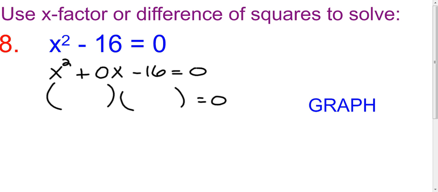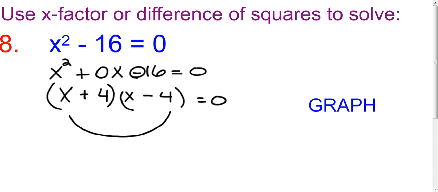But my fronts have to multiply together to make my front, so x times x makes x squared. My backs will multiply to make 16, which means it could be 1 and 16, it could be 2 and 8, it could be 4 and 4. So I am going to make this be 4 and 4. If it's a minus at the end, you need to have one of each sign. And now if you check your outsides, which is negative 4x, and your insides, which is positive 4x, you will get 0x in the middle.